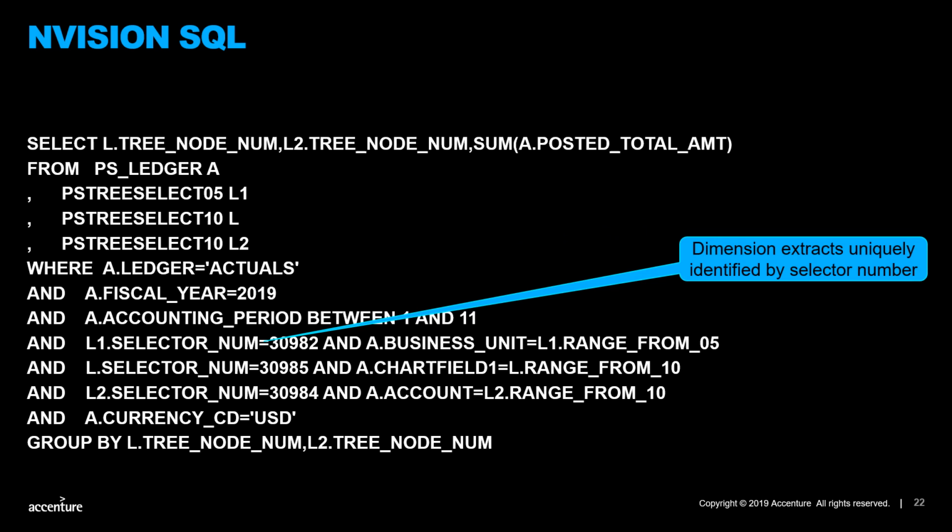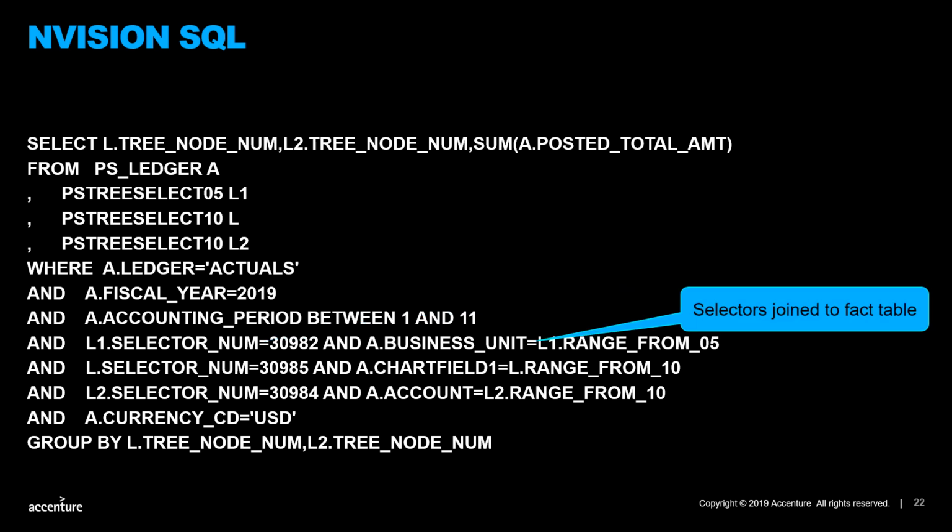Every tree selector has a unique identifier that can be used to identify the data extracted. And this one joins to business unit, so I can tell that L1 is the business unit dimension, and then L is chart field and L2 is account. Note that it's the tree selectors that are joined to the fact table, not the attributes that extracted them.